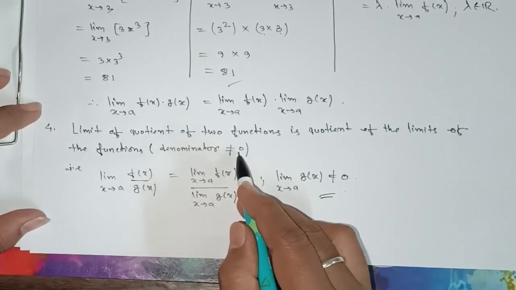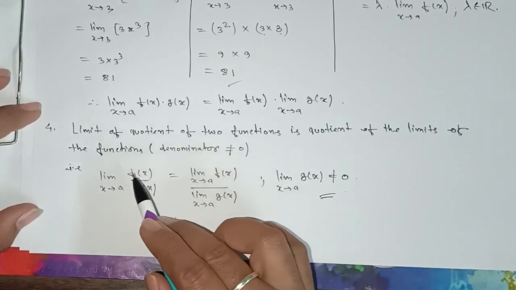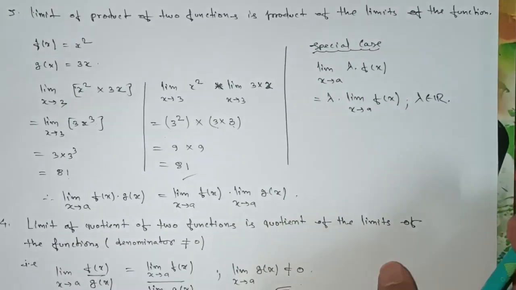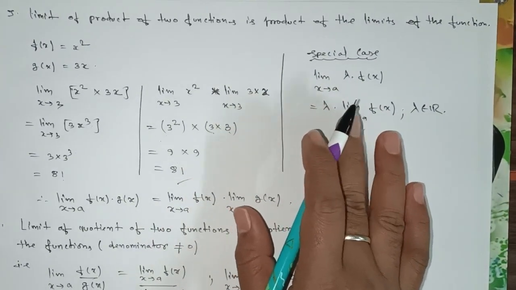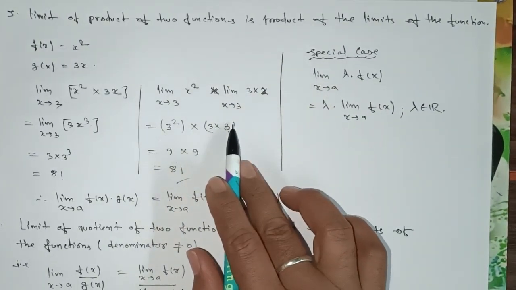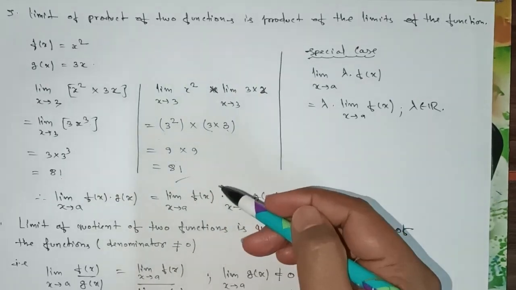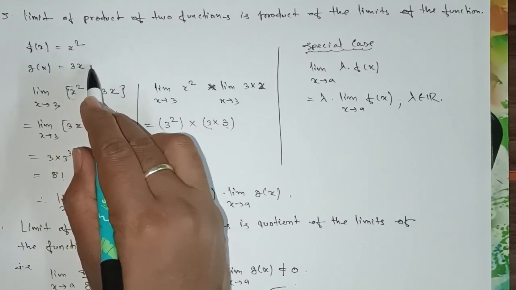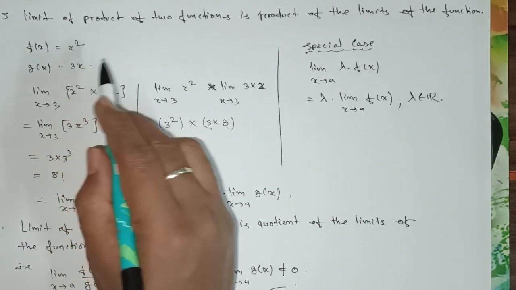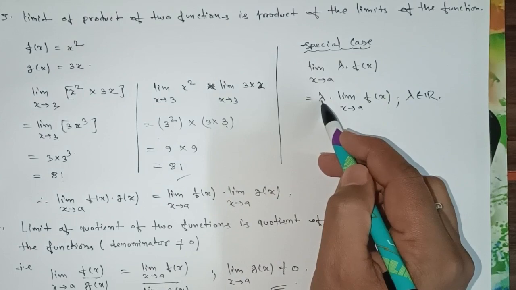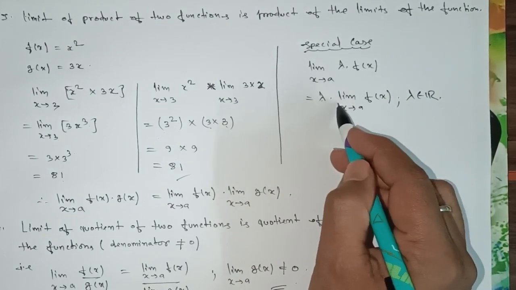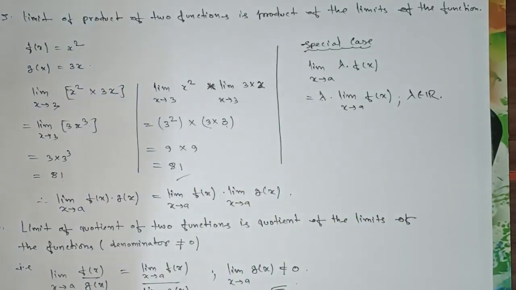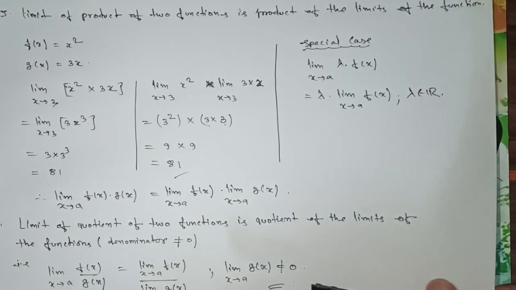But here we have to look at the denominator. If the denominator is not equal to 0, then only we can apply this property. And here one more, the fifth one, but it is a special case of the product rule. So what you can see is that if g(x) becomes lambda, that means any constant number, then this constant number will be outside and the limit will be on the function f(x).